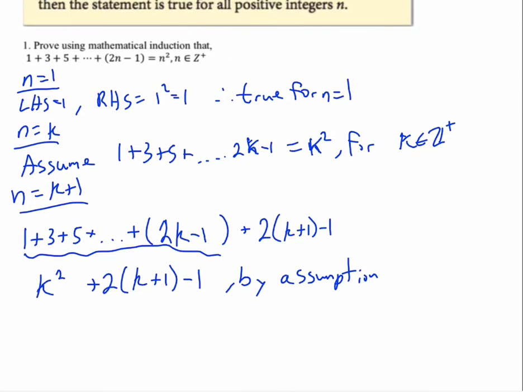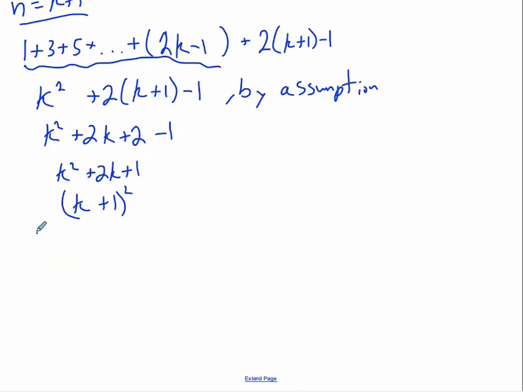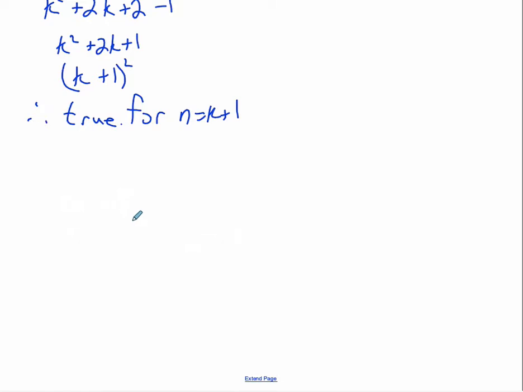Okay, so what we want is to show that that equals n squared. We just expand it, and I think it's going to be k squared. So this is 2k plus 2 minus 1. This is k squared, it's 2k plus 1. So this, if we factor it, is k plus 1 squared. So therefore, it is true for n equals k plus 1. Okay, and then you always need to write a statement at the end to state that this is true.